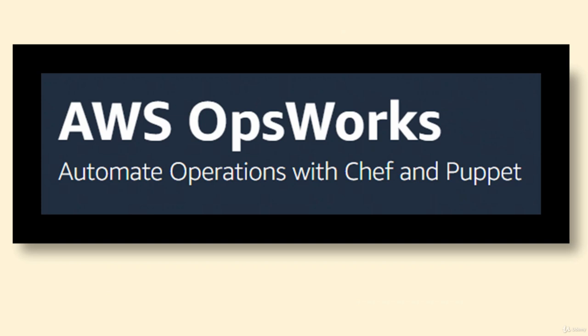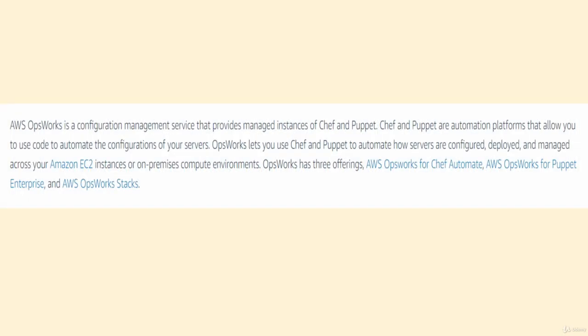It can automate the operations with DevOps tools like Chef and Puppet. It is a configuration management service providing you different managed instances of the same tools, Chef and Puppet, which are automation platforms allowing you to use code to automate the configurations of your servers. It lets you use Chef and Puppet to automate how servers are configured, deployed, and managed using different EC2 instances, on-premise or on cloud instances.